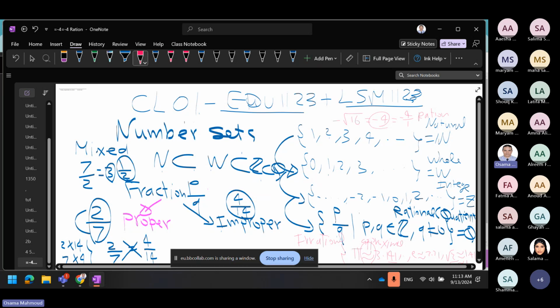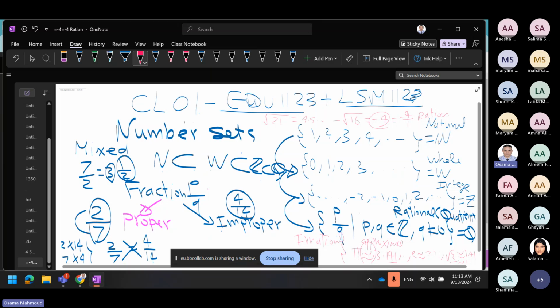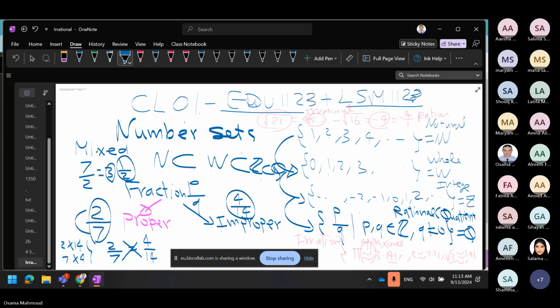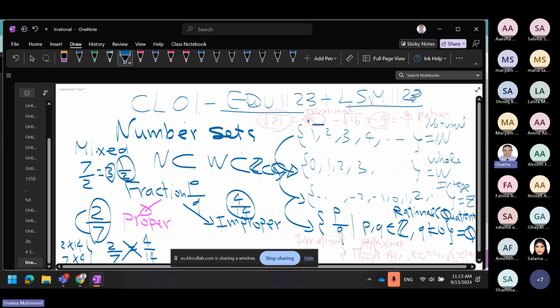But if you have root 21 and you use your calculator, it gives you 4.5, blah, blah, blah. Once you have this decimal, it means this is irrational. So distinguish the roots. Not every root is irrational. When you calculate the root by the calculator and it has a decimal part, you call it irrational, right? But if it has no decimal part, you call it rational.